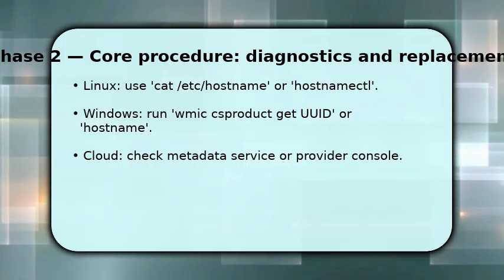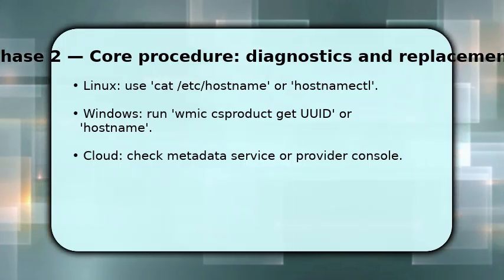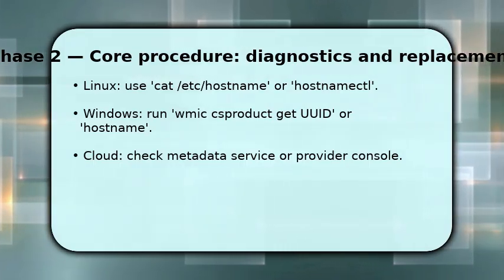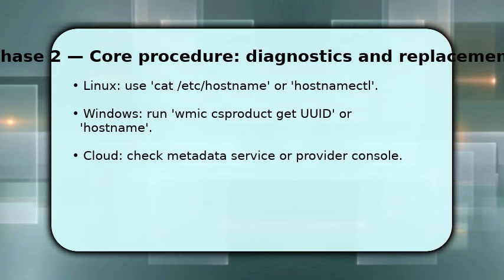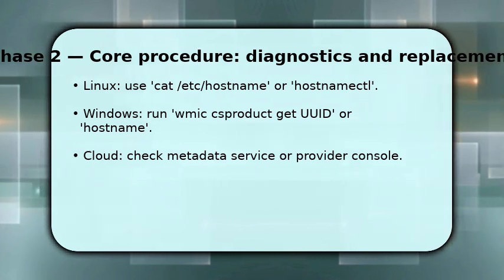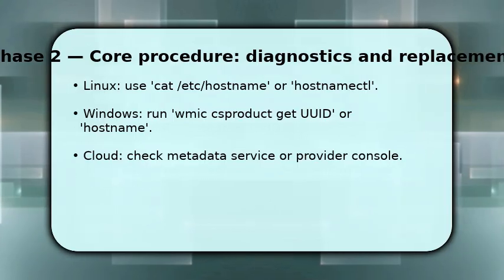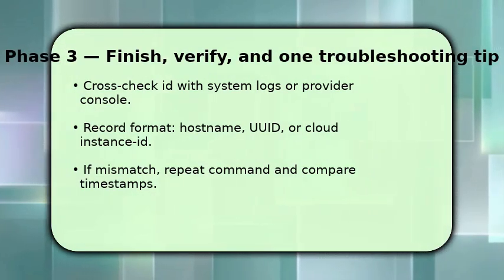On Cloud VMs, query the metadata service or view the instance details in the console. Cloud metadata usually exposes a unique instance ID. Make sure to capture output verbatim for records. Finally, verify the value and record it in your inventory.